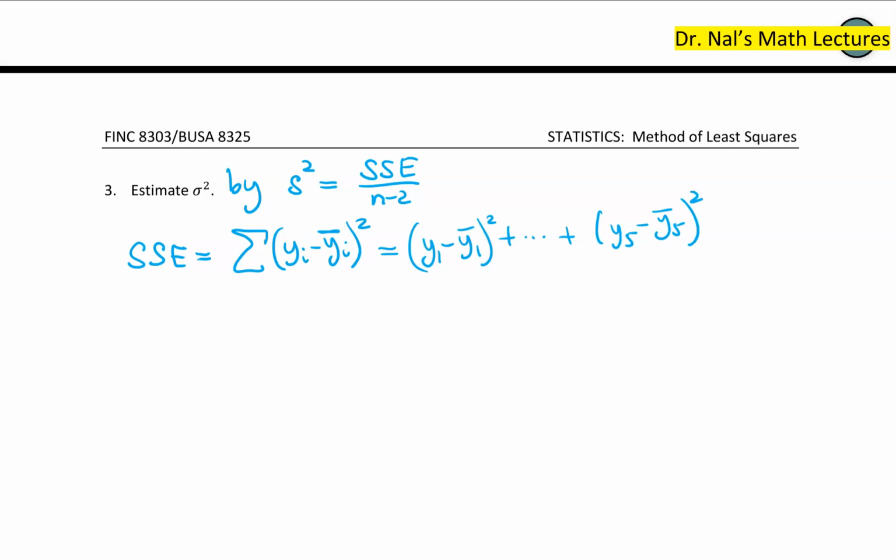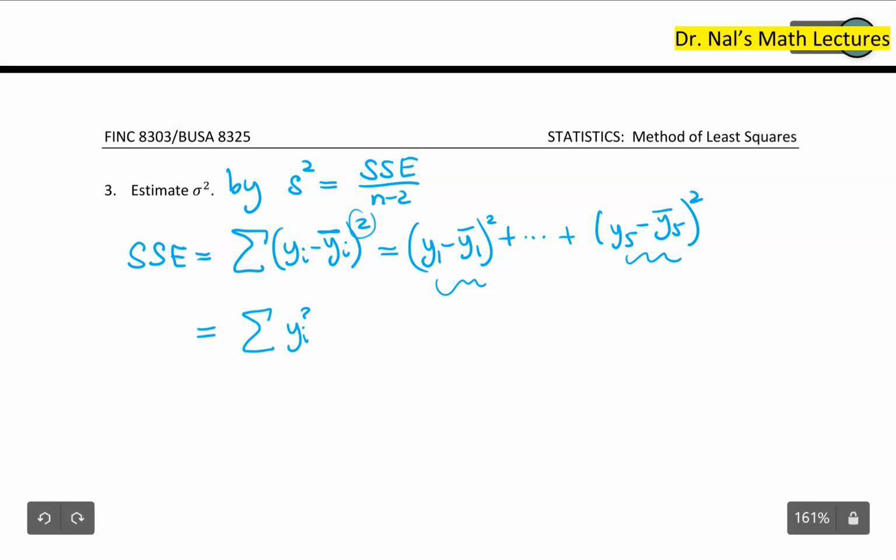If you do the algebra here, there's a fast way to do it. I don't want to do it one by one. That will take too much. It's the same thing in Excel, actually easier in Excel to do it this way. But if you are manually calculating it, you can directly square this, a perfect square. The result comes out like this: the sum of yi squared minus n times y bar square. And now we can just plug in the values.